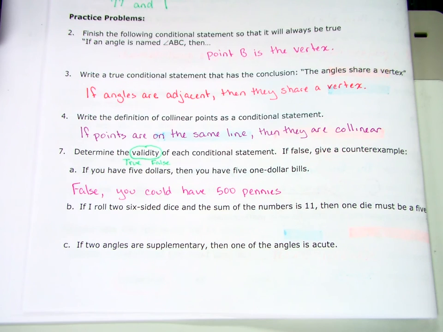To get an 11, you'd have to add a 1 and a 10. Well, there's not a 10 on the die. You'd have to add a 2 and a 9. There's not a 9 on the die. A 3 and an 8. There's not an 8. A 4 and a 7. There's not a 7. So 5 and a 6 would give me an 11. And so it has to be a 5 and a 6. There's no other combination that would make 11.